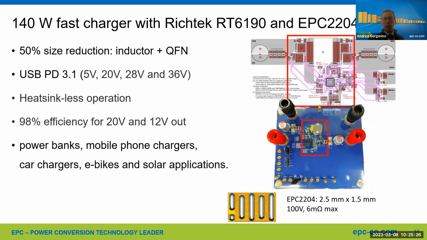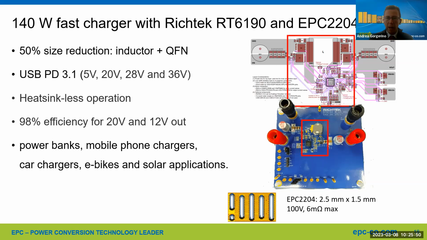The first one I want to talk about is an example from Richtek. Richtek is an IC supplier. They have controllers for this topology. This one is clearly targeted for power banks, mobile phone chargers, etc. This is the new version that supports PD 3.1 up to 36 volts. It's interesting because they had an original design on the top. You can see it there.